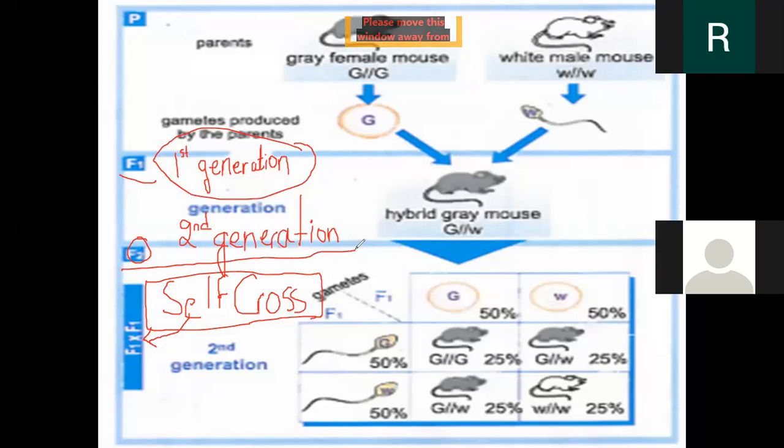What is the genotype of the F1 generation? Who can help me? Ali Bustani, what is the genotype of the F1 generation? Sure. F1 generation, Ali. This F1 generation, what is its genotype? GW. Excellent. So GW, this is the F1 generation. How many types of gametes does it get?